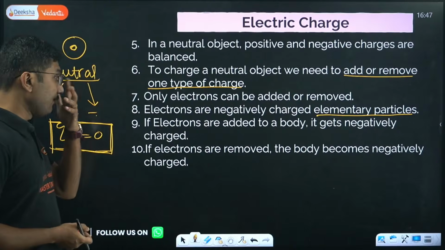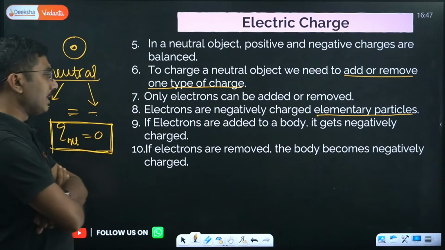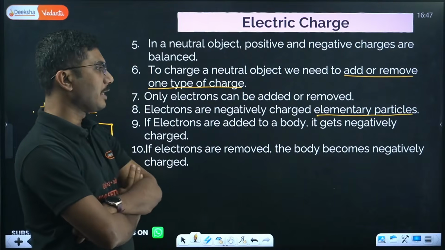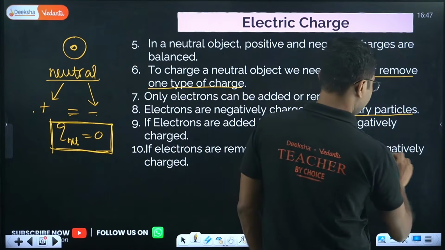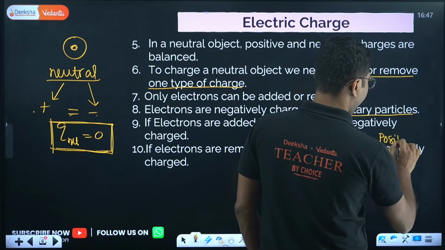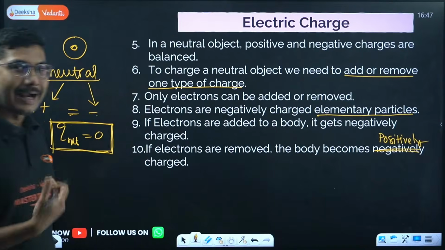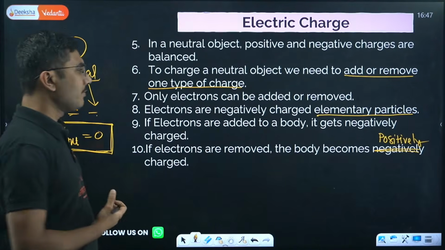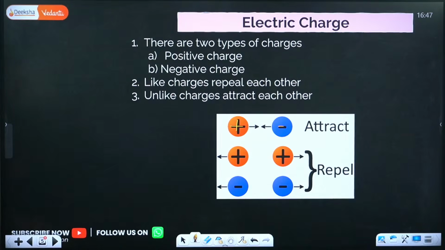If electrons are added to a body, it gets negatively charged. If electrons are removed from the body, it becomes positively charged. Sorry, this is a typo. So if you add electrons, it becomes negative. If you remove electrons, it becomes positive.